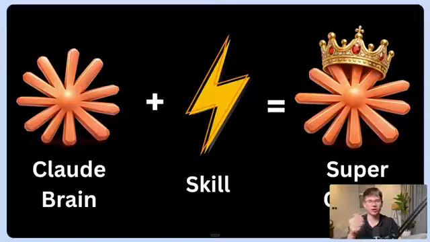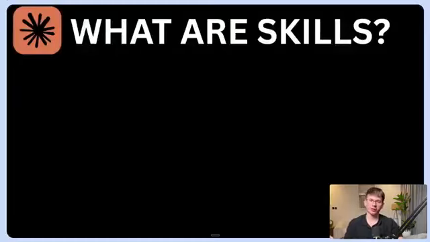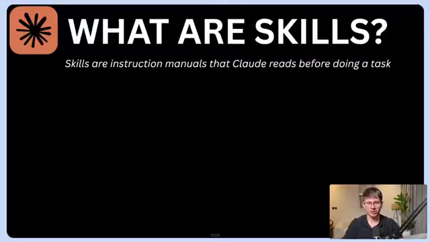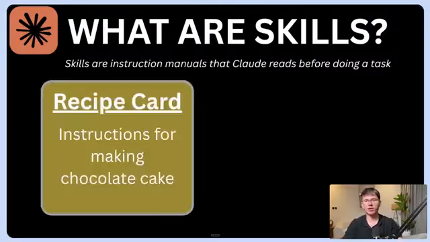All right, so we have Claude Code's brain, we have skills, which makes super Claude, because Claude on skills is like Claude on steroids, because it can do so much more than just the normal interface. What are skills? So skills are instruction manuals that Claude reads before doing a task. The same way that you use a recipe card, which are instructions to make something, in this case a chocolate cake, or it can be a burger, it can be pizza, whatever it is, which is a list of instructions that show you how you can do that thing.